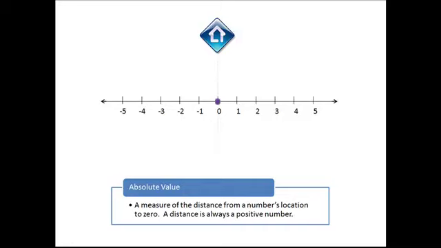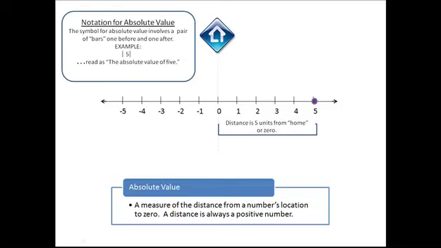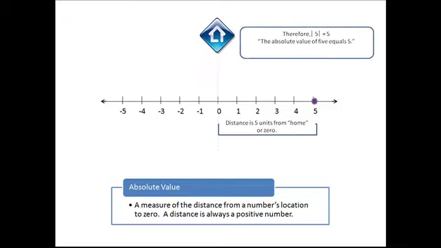Another example. We start at home and we end up at 5. Again, we moved in the positive direction, but we still moved a distance of 5 units from 0. The distance is 5 units from home or 0. So we can say that the absolute value of 5 is 5.